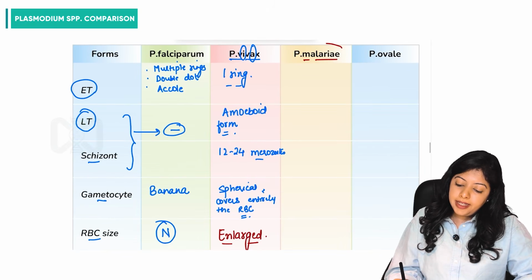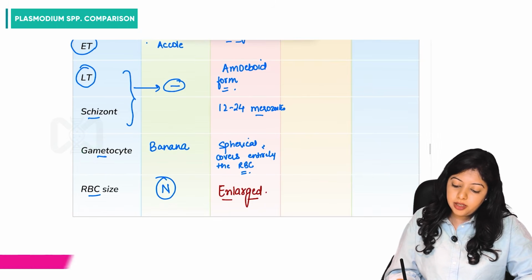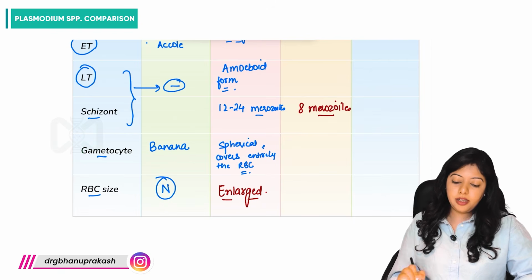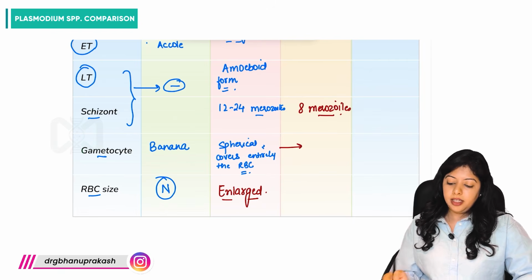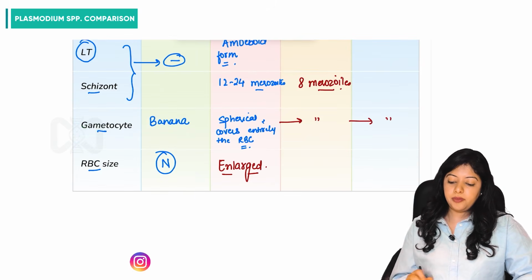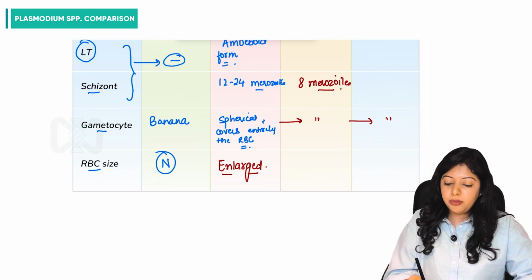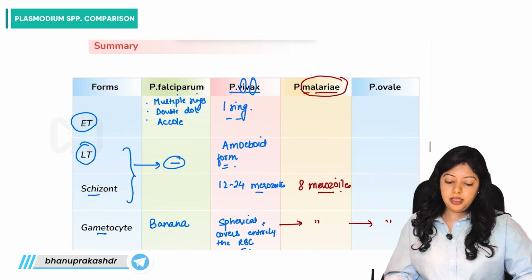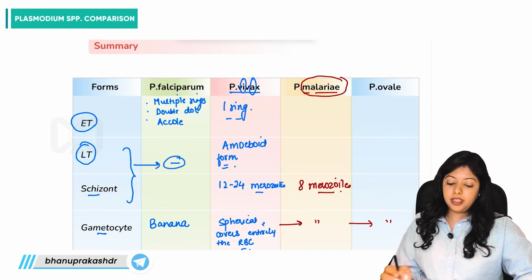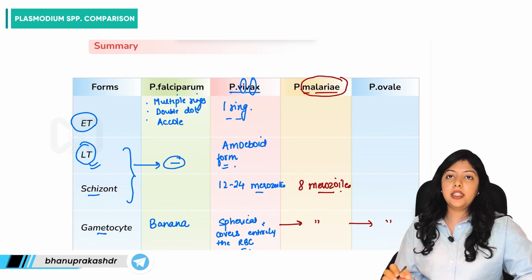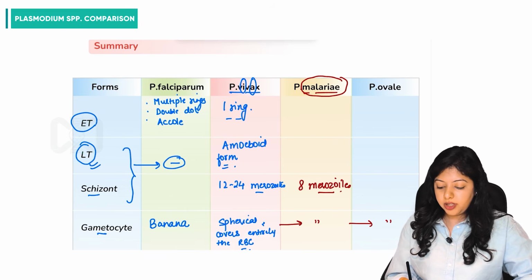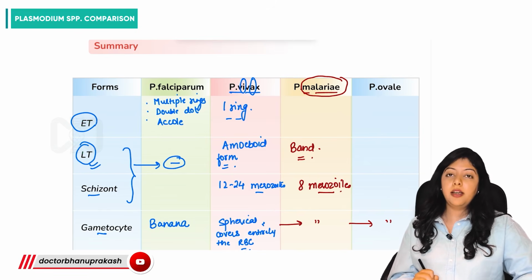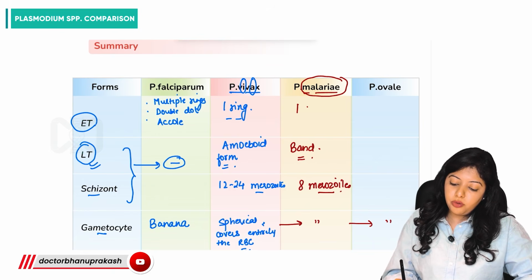Malariae, 8 letters, so number of merozoites, 8. Right? Gametocyte is similar here as well. The RBC size is normal. Right? And the early and late trophozoite stage. What did we see in late trophozoite stage? Like a band, like malariae. So it is band form. And early trophozoite will also show one ring.